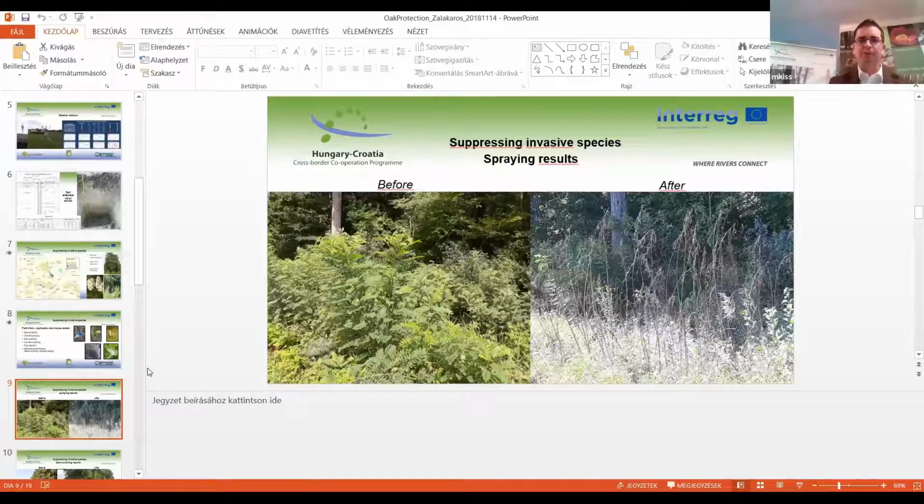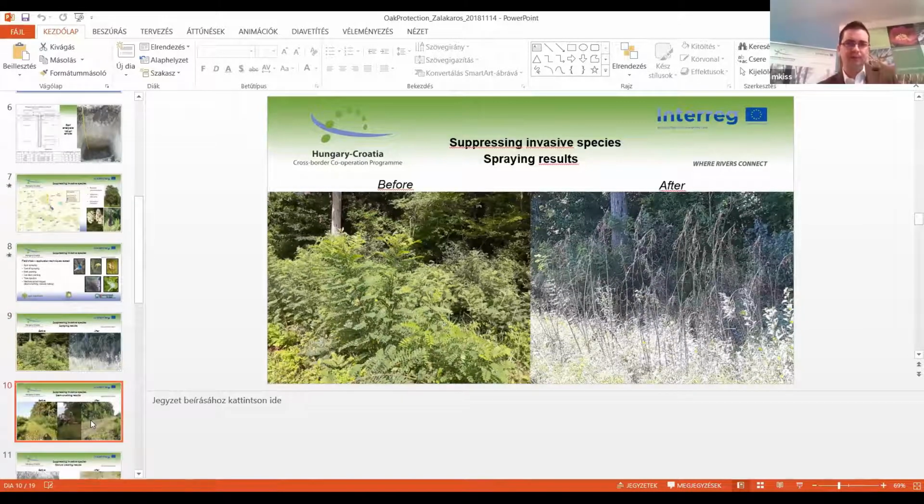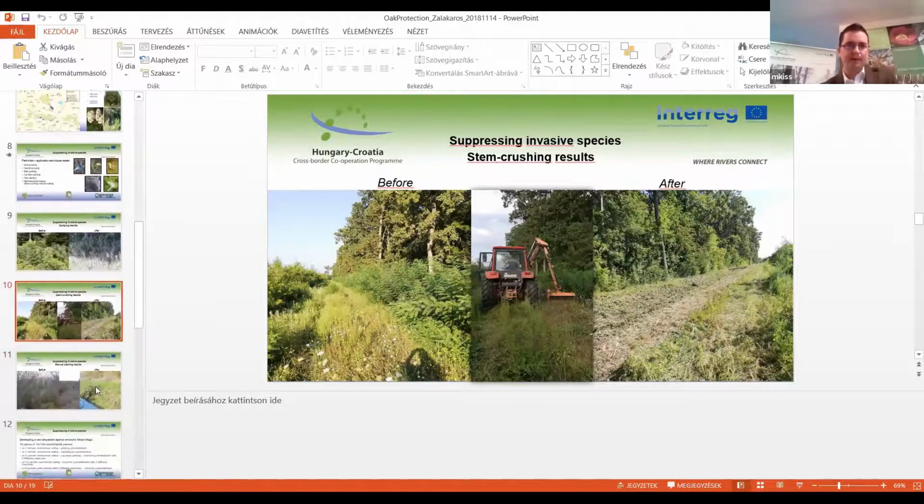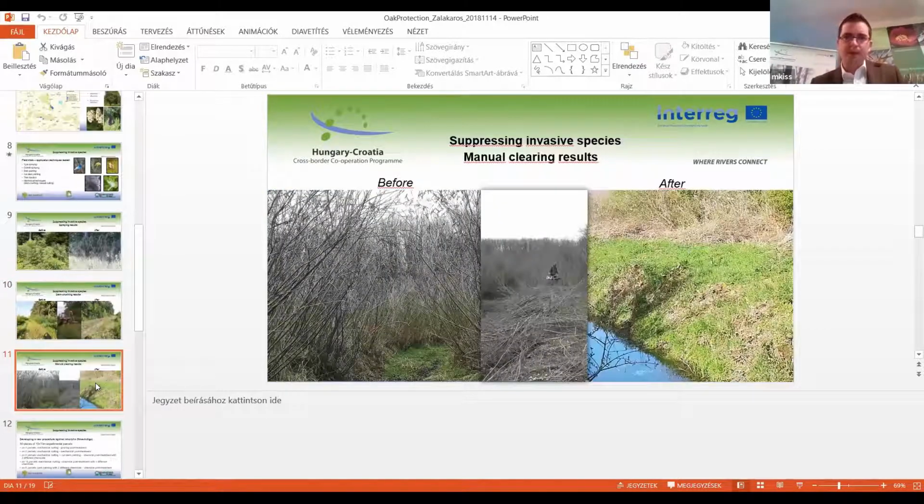Let me show you a couple of examples and results. Spraying results, overall spraying. The selective effect clearly appears. The other one, steam crushing results, or near to the water, manual clearing results, because the use of chemicals is prohibited in the water side.